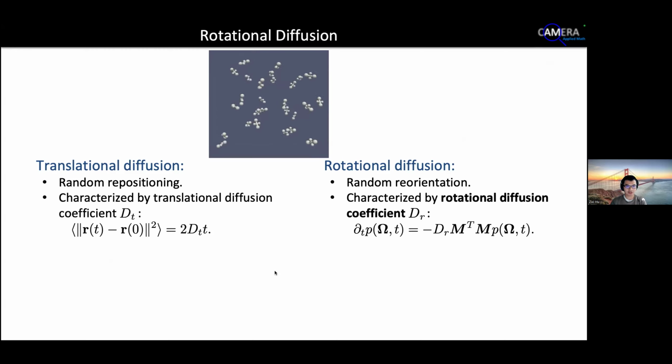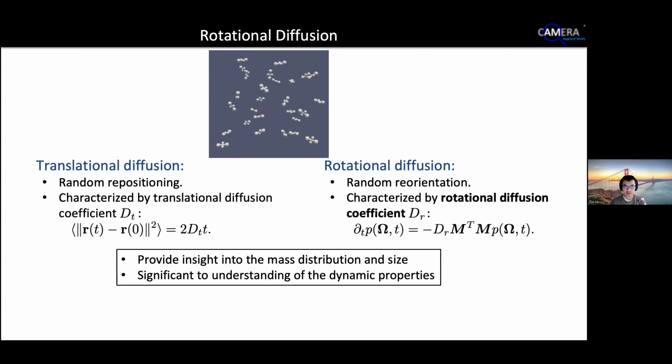As for the rotation diffusion, the description is more complicated because the orientation is distributed over the SO(3) rotation group. So let omega be the orientation and p be the probability distribution of the orientation. Then p should satisfy this partial differential equation. In this equation, Dr is the rotation diffusion coefficient, and M is a set of quantum mechanical angular momentum operators in units of h bar. Knowledge of these coefficients, both the translation and the rotational, provides us insight into the mass distribution and size, and they are significant to understanding the dynamic properties of the particles.